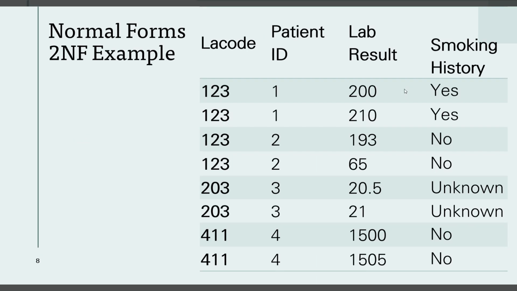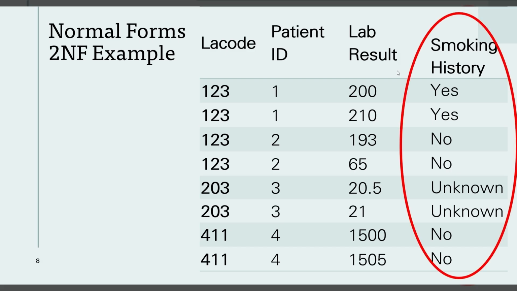This is an example of a second normal form violation. While the table meets first normal form, the smoking history field does not depend on the full primary key. Instead, it depends only on the patient ID, not the lab result. This creates a partial dependency, meaning the same smoking history is repeated across multiple rows. To fix this, smoking history should be moved to a separate patient level table.